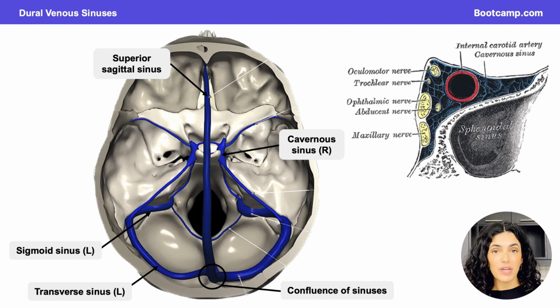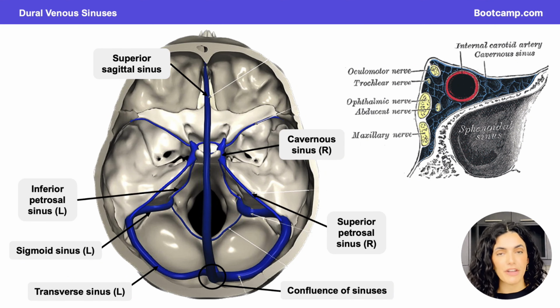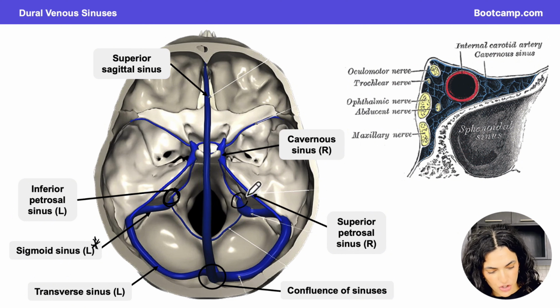cavernous sinus. So we can see here, projecting posteriorly from the cavernous sinus, the superior and inferior petrosal sinuses. Now the superior petrosal sinus will go ahead and join the sigmoid sinus, versus the inferior petrosal sinus will go ahead and drain directly into the internal jugular vein.